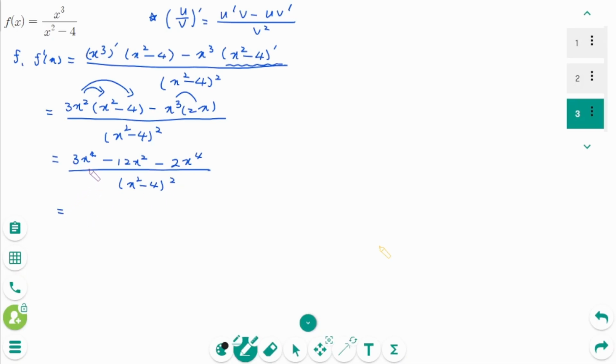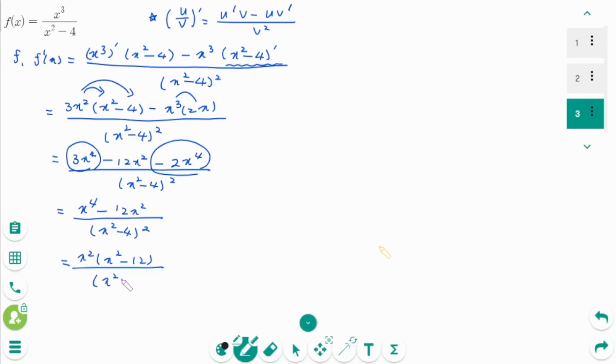Then simplify. 3 minus 2 is 1. x to the power of 4 minus 12x squared over x squared minus 4 squared. Then we can factor, take out x squared. Then x squared times x squared minus 12 over x squared minus 4 squared.